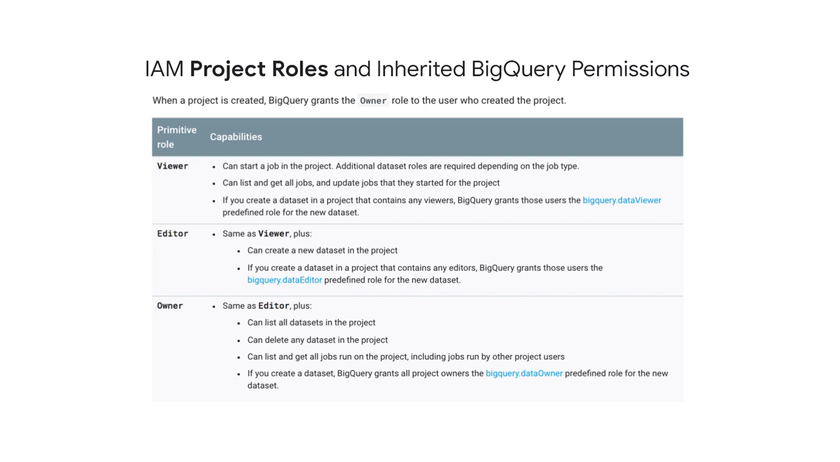If you're an editor, you can create datasets. And if you're an owner, you can also delete datasets. Keep in mind that default access to datasets can be overridden on a per dataset basis. Beyond Cloud IAM, you can also set up very granular controls over your columns and rows of data in BigQuery using the new data catalog service and some of the advanced features in BigQuery, such as authorized views.